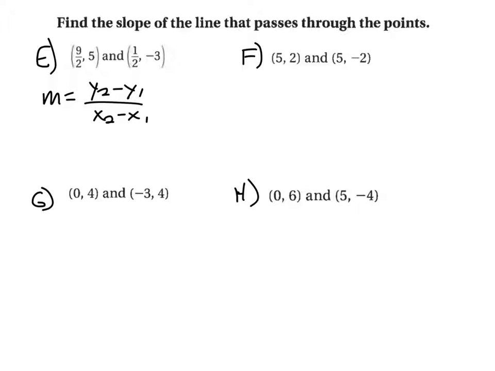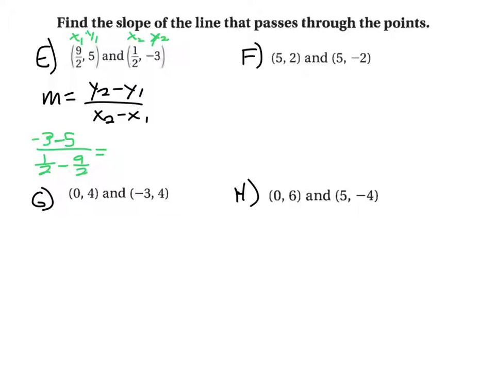If we want to label our points here, we can show that our first point has an x and a y, and because it's our first point, that's x1 and y1, and then we have x2 and y2. Remember, every point has an x and a y. So now if we put this in our formula here, we have -3 minus 5, the second y value minus the first y value, and we have 1/2 minus 9/2.